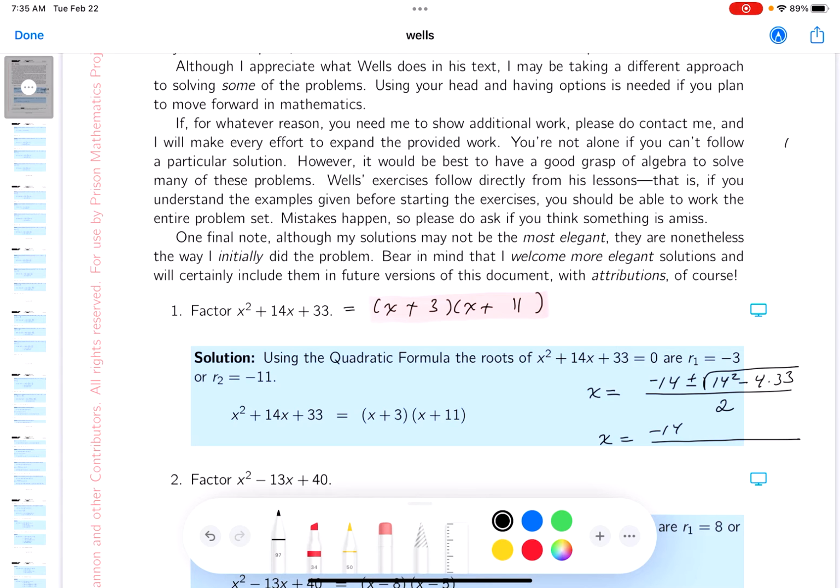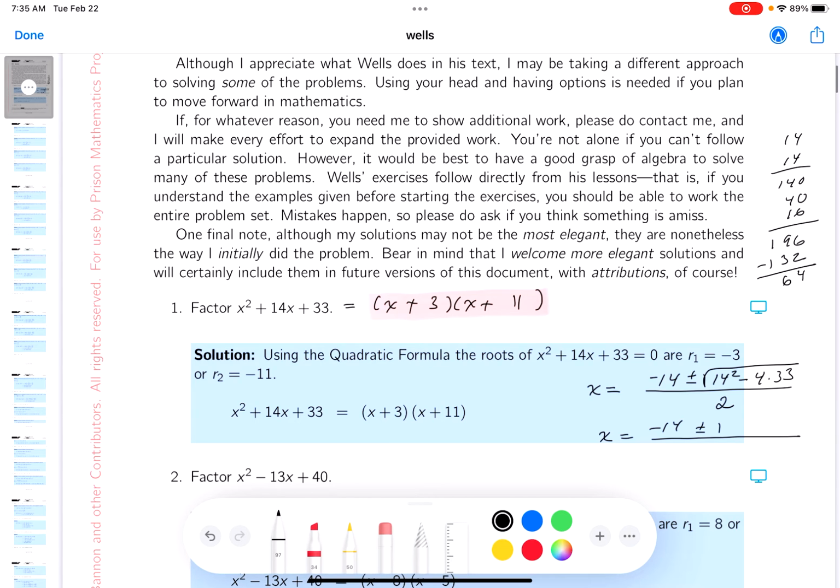I've got to do 14 squared, right? So that's 14 times 14. That's 140, because 10 times 14 is 140. Then you get 40 and 16. That's going to give you 196. 4 times 33 is 132. I'll do the subtraction. This is side work. That's going to be 64. So plus or minus, the square root of 64, over 2.